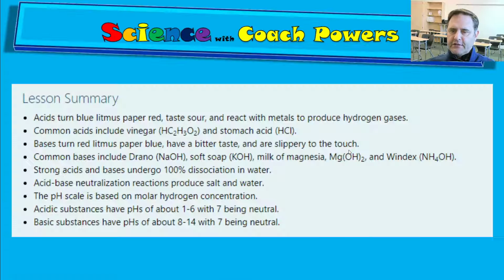So, acid-base chemistry lesson summary. This is what you want to learn out of this from yesterday for your test, of course, for the unit, and possibly the midterm.